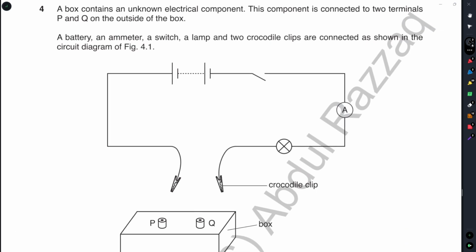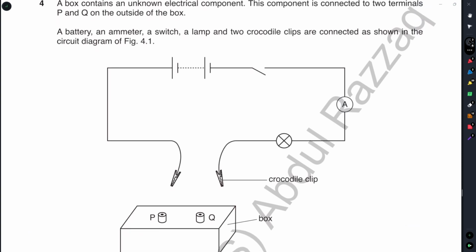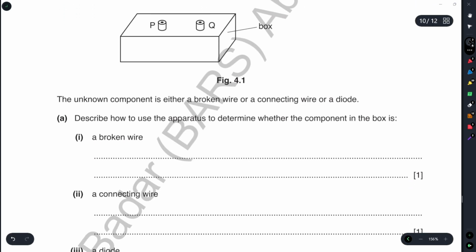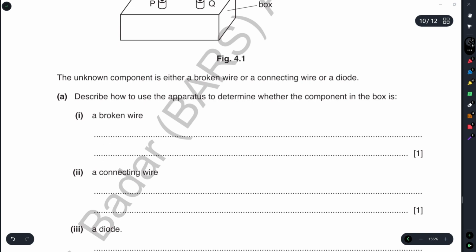Then we've got question number 4. A box contains an unknown electrical component. The component is connected to two terminals P and Q. A battery, an ammeter, switch, lamp, crocodile clips are connected as shown in the circuit diagram of figure 4.1. The unknown component is either a broken wire or a connecting wire or a diode. Describe how to use the apparatus to determine whether the component in the box is a broken wire. No current flows in either direction.